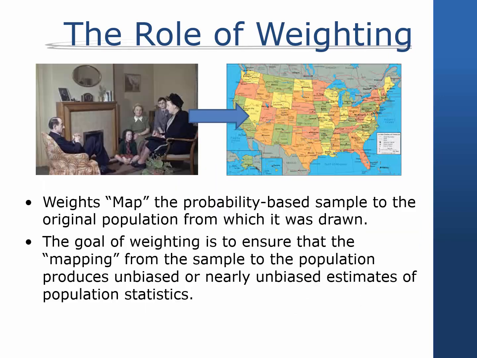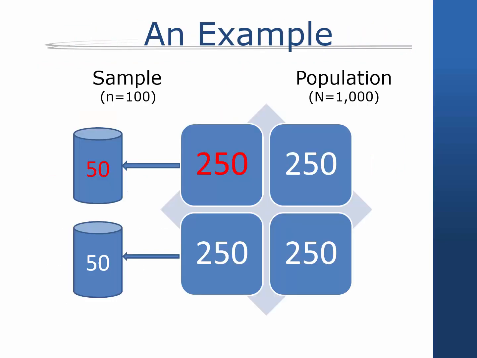Weights supplied on PSID data files are designed to compensate for both unequal selection probabilities and differential attrition. When used in analyses, the sample weights map the probability-based sample back to the population, not just in terms of counts, but also in terms of distributions of demographic and socioeconomic attributes. Let's review a simple example of how weights are constructed.